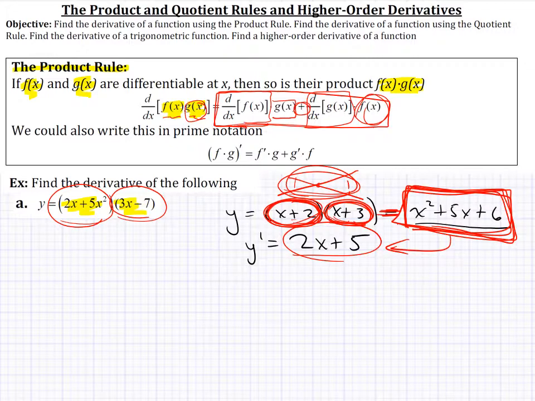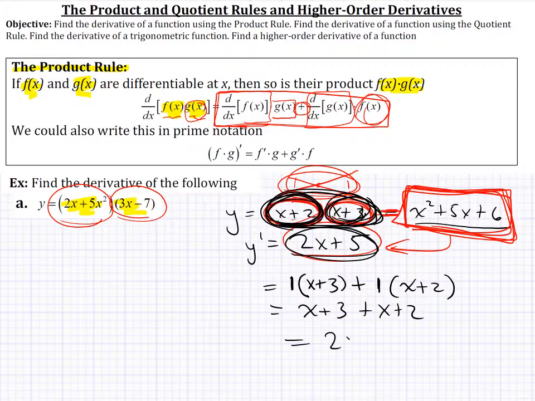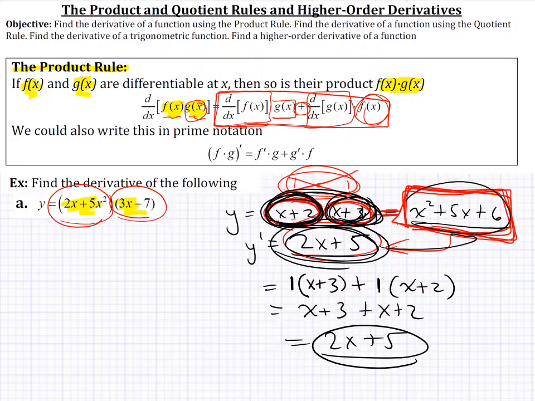And so what you start to get here is looking at how we would get 2x plus 5 if we use this. So if I take the derivative of the first piece, the derivative of that is 1. But rather than just having 1, I'm going to multiply that by x plus 3, which is the second function. Plus, I'm going to take the derivative of the second function, which is 1, and I'm going to multiply that by the first function, which is x plus 2. Now, 1 times x plus 3 is x plus 3. 1 times x plus 2 is x plus 2. x plus 3 plus x plus 2 is 2x plus 5. And you see, that does give us what we would have gotten when we took the derivative of this form.